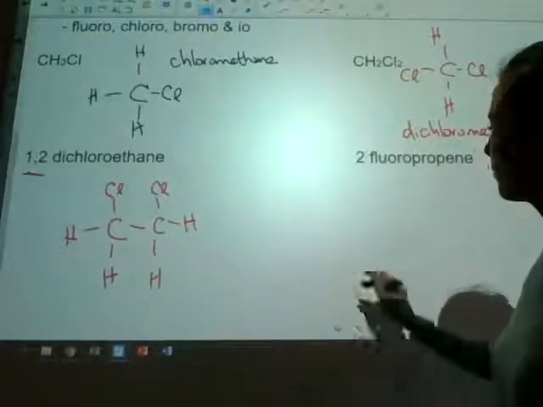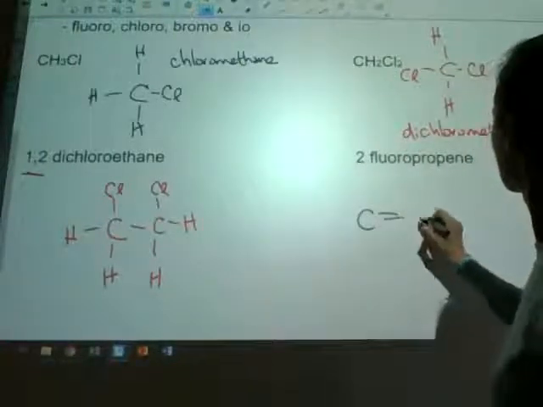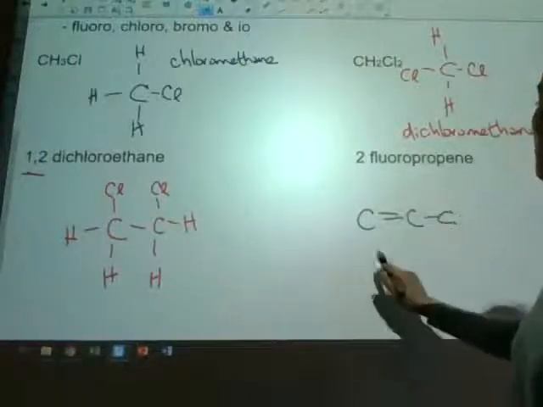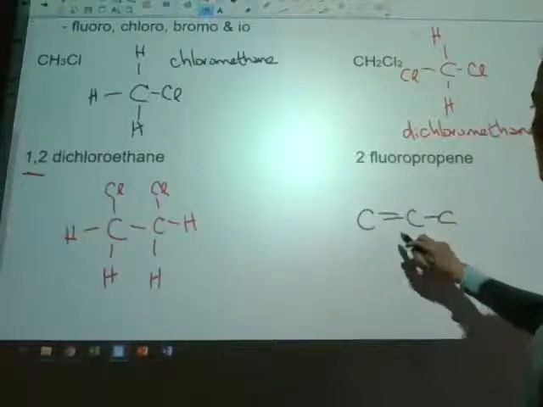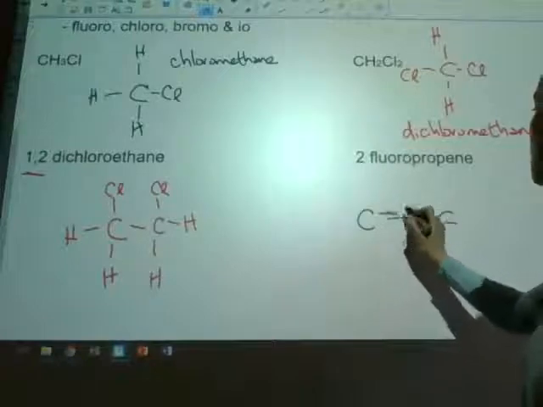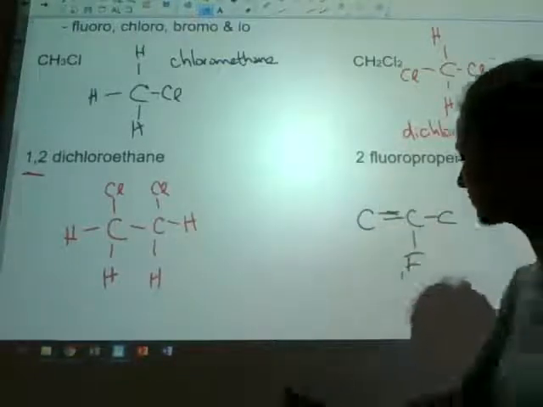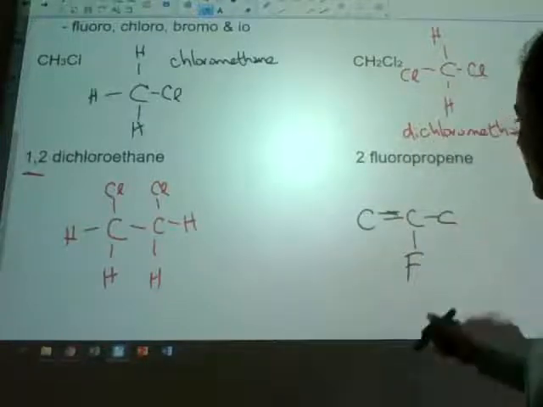2-fluoropropene. So for this one, we're going to start with our propene. It doesn't really matter if I'm starting, well, I have to start from this side because of the double bond, but it's always going to be in the middle anyway. So 2-fluoro means that on the second carbon I have a fluorine group, and then of course at the end I fill in my hydrogens.